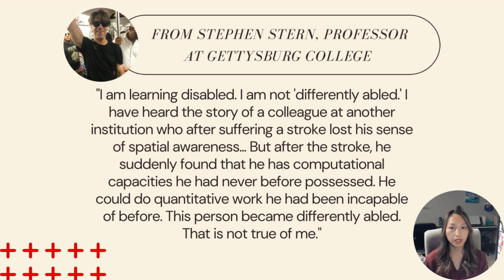And I wanted to include here a quote from Stephen Stern, who is a professor at Gettysburg College and has spoken on terminology regarding disabilities. And so I'm going to quote him here. "I am learning disabled. I am not differently abled. I have heard the story of a colleague at another institution who, after suffering a stroke, lost his sense of spatial awareness. But after the stroke, he suddenly found that he has computational capacities he had never before possessed. He could do quantitative work he had been incapable of before. This person became differently abled. That is not true of me."